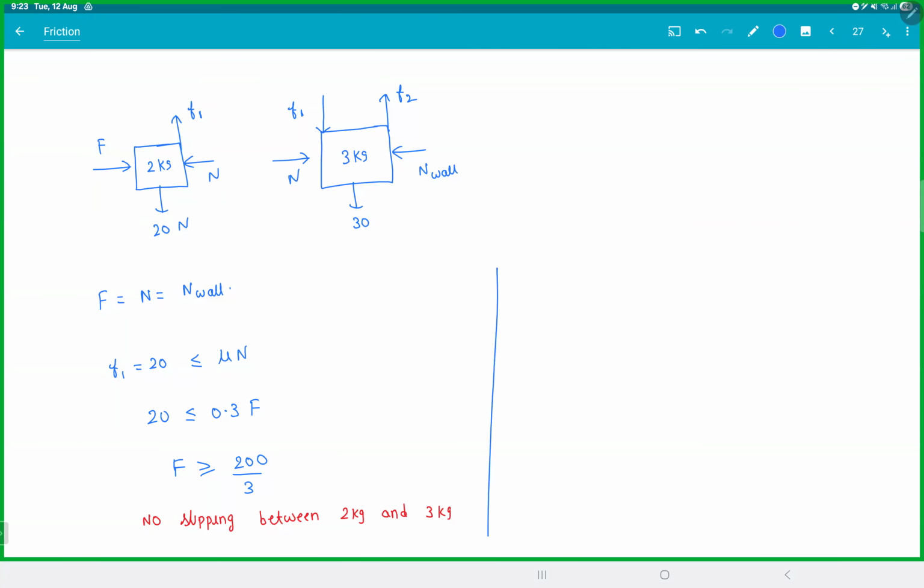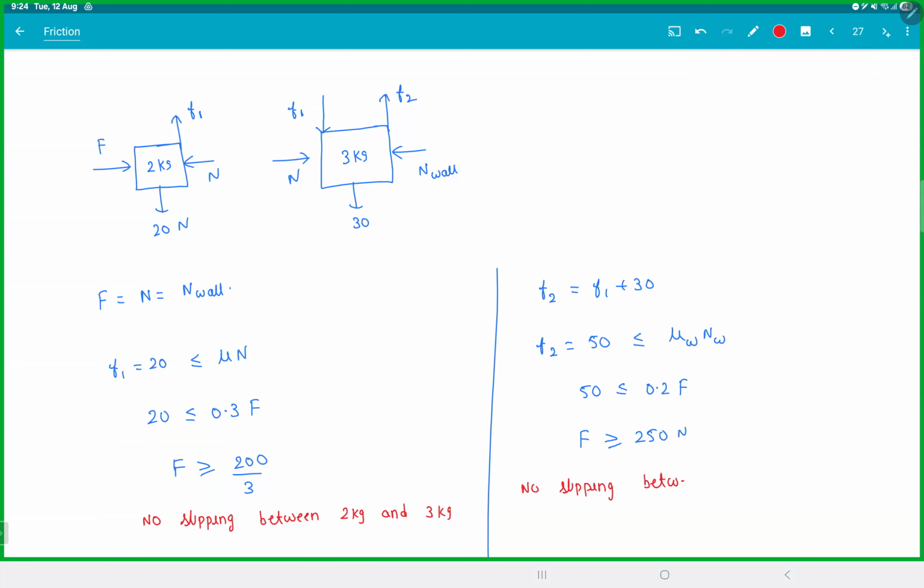Now, when you do the same thing for the 3 kg block, if you look at the forces there, F2 must be equal to F1 plus 30. But F1 value is already 20. So F2 is 50. F2 is less than or equal to mu of the wall, N of the wall. Mu of the wall is 0.2. N of the wall is F. So this F must be greater than or equal to, how much is this? 250 newtons. So F2 is saying, boss, you give me 250 newtons so that I can make sure there's no slipping between 3 kg and the wall.